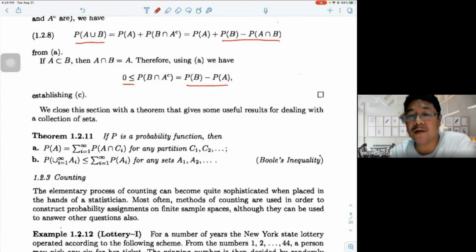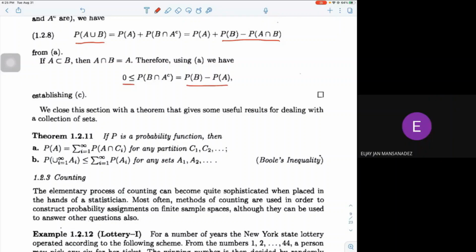Okay, any questions or clarifications for the proof of this theorem? Yes, LJ? LJ? What is your question, LJ?